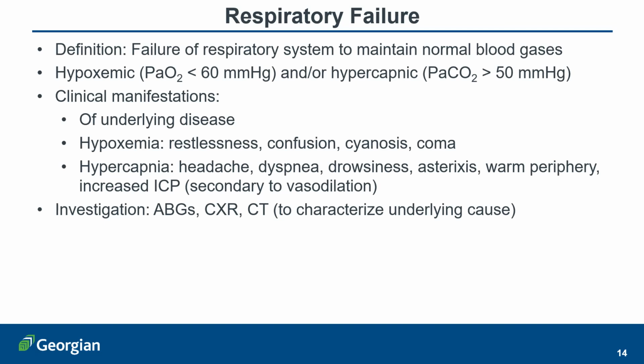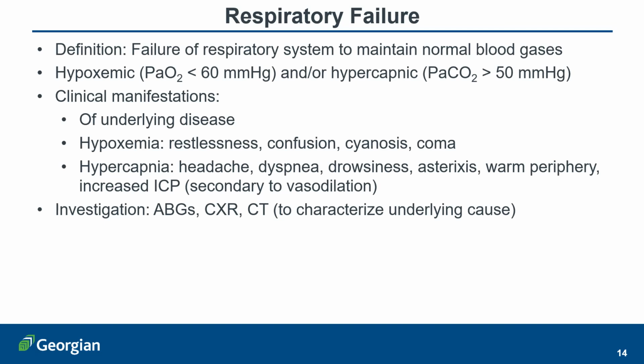Let's move on to discuss respiratory failure. Respiratory failure, the definition is when the respiratory system cannot maintain normal blood gas levels. That could mean hypoxemic respiratory failure, whereby PO2 in the arterial system drops below 60 millimeters of mercury, or hypercapnic respiratory failure, whereby CO2 builds up to over a PCO2 of 50 millimeters of mercury. What are the clinical manifestations of respiratory failure, be they hypoxemic or hypercapnic? Those are the two forms.